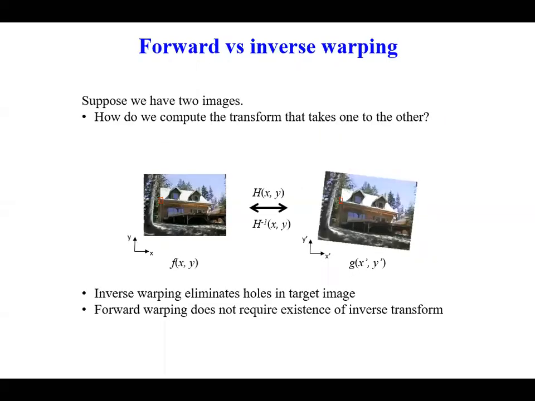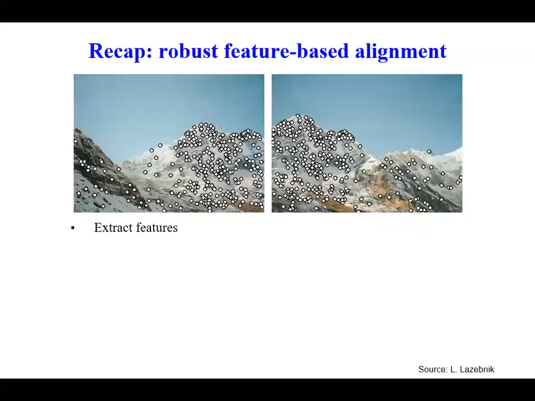So this will be the pros and cons for that. With the inverse warping, we eliminate holes in the target image, but with the forward warping, we will not require the existence of the inverse transform, if you recall. But usually the correct way is just to do the inverse warping.